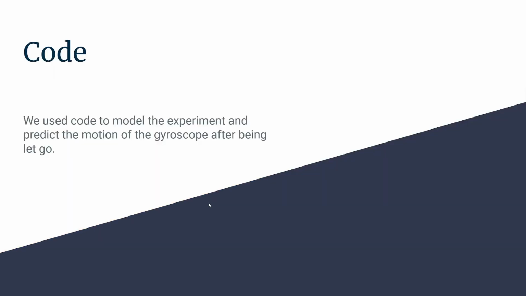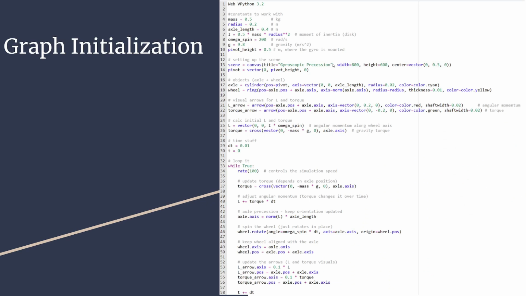So we tried to predict this motion using a computational model in GlowScript. Over here we set the mass of the apparatus, then we set the radius of the wheel, then we set the axle length, so that's the distance between the pivot and the center of the wheel. Here we set the moment of inertia of the wheel, and then we set the wheel's angular velocity, the force due to gravity, and pivot height, which is just the location that we want to put the pivot at. So that's like the base of the gyroscope itself.